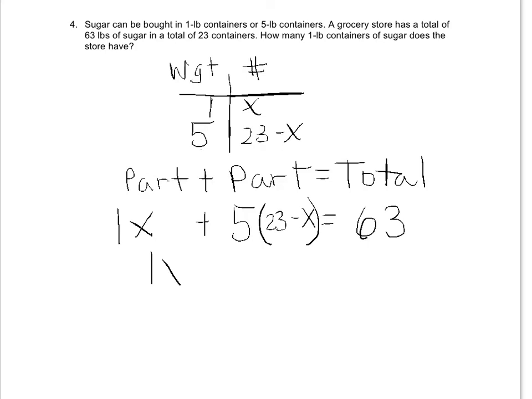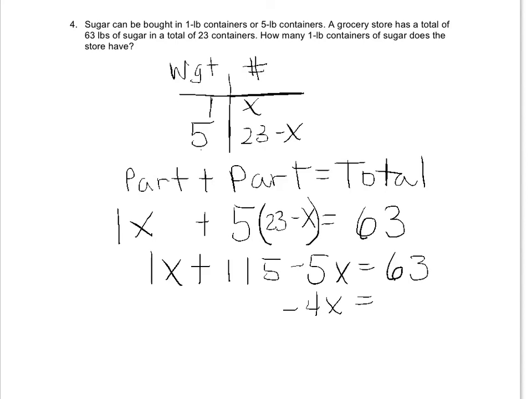So now I have 1x. I have to distribute 5 times 23. So 5 times 3 is 15, and 115, I think that's right. Minus 5x equals 63. And then x minus 5x is negative 4x. Again, I get a little nervous when we go negative with these because I think, oh, I can't have negative. But you have to remember that the negative might kind of wash out in the end.